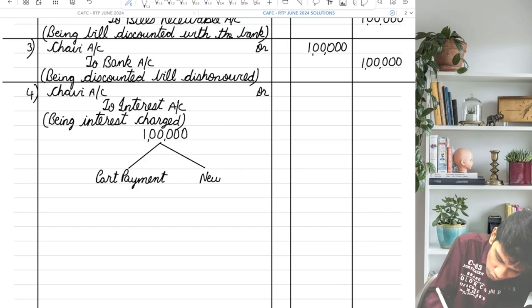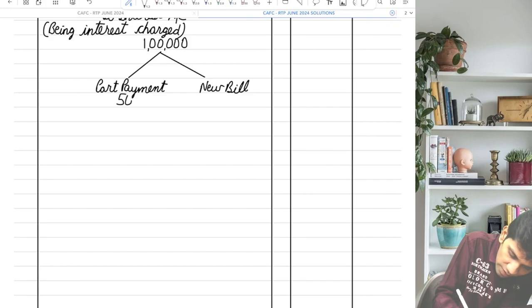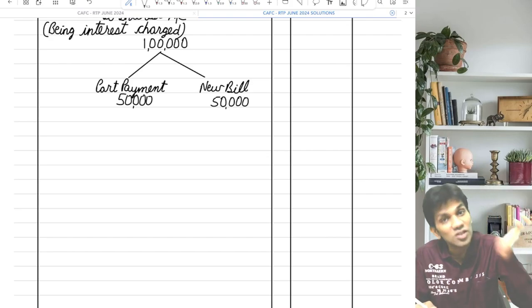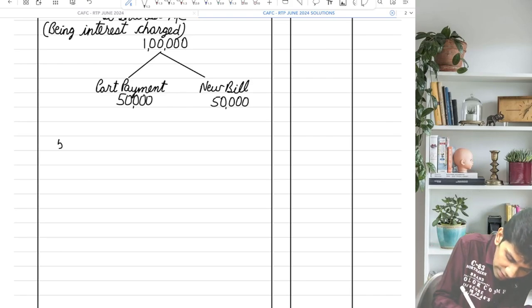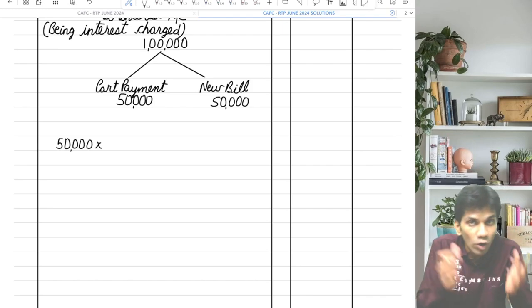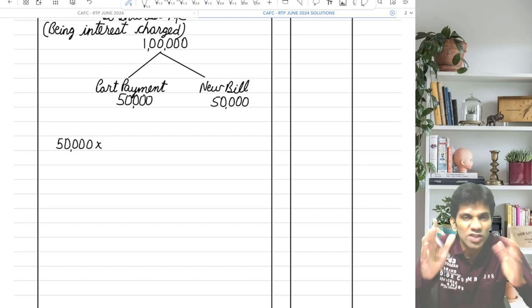This is the new bill. How much part payment was paid? 50,000. So what will be the new bill amount? 50,000. Interest is always charged on the amount which is not paid. So interest is always charged on the new bill amount. I repeat, interest is charged on the new bill amount. But interest comes with what? Part payment on the new bill, that the question will always mention.